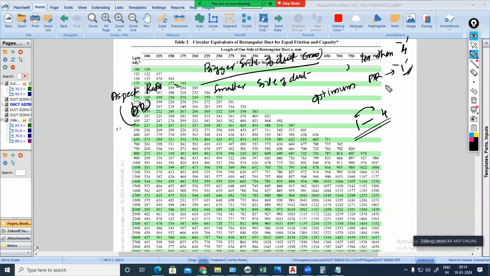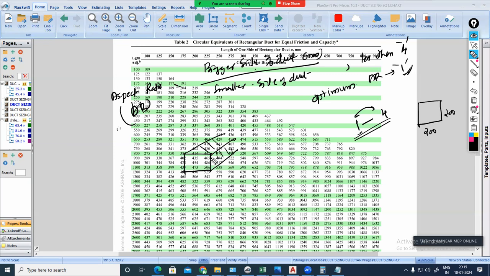What's the problem? If the aspect ratio is increasing from 1, what problem can we face? See, duct surface area will increase, compared to an aspect ratio 1 duct. Aspect ratio 1 means the bigger side and smaller side are the same. That is called the perfect square. For example, bigger side is 200, smaller side is 200, 200 by 200, you will get aspect ratio 1. Perfect square.